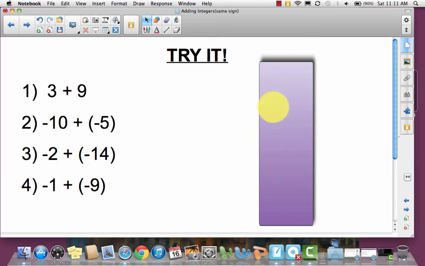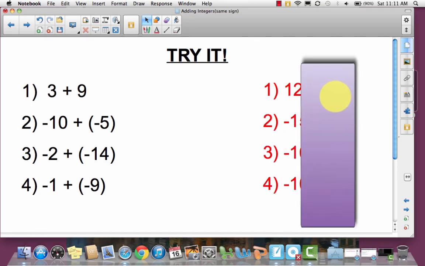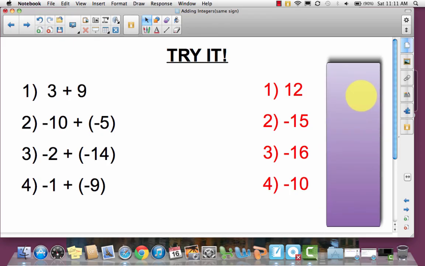Welcome back. So in the first one we have 3 plus 9, which I'm sure was very simple for you guys, and 3 and 9 are both positive, so we end up with a positive 12. Number 2, -10 plus -5, I'm adding 2 negative numbers, my answer is -15. Number 3, -2 plus -14, again I'm adding 2 negative numbers, my answer is also negative, so it would be -16. And the last one there, -1 plus -9, is -10. Again, because I added 2 negative numbers together, I get a negative answer.